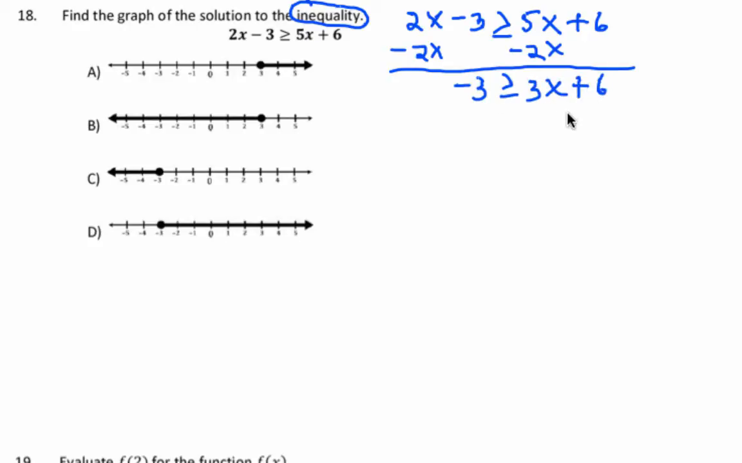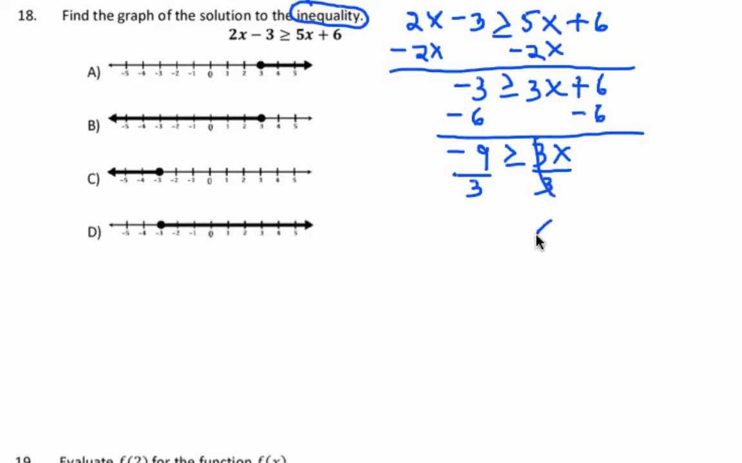I'll continue isolating the x by subtracting 6 from both sides, and that will give me negative 3 take away 6 will give me negative 9 is greater than or equal to 3x. I want to solve for x, not 3x, so I'll divide both sides by 3, and the 3's will cross out here, and that will give me x on the right and negative 3 on the left.